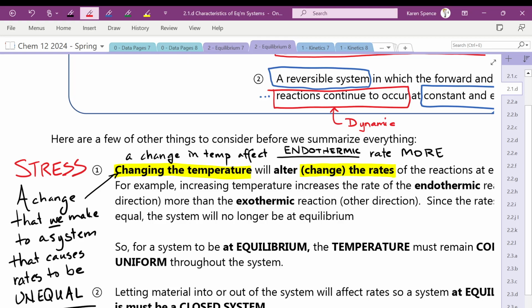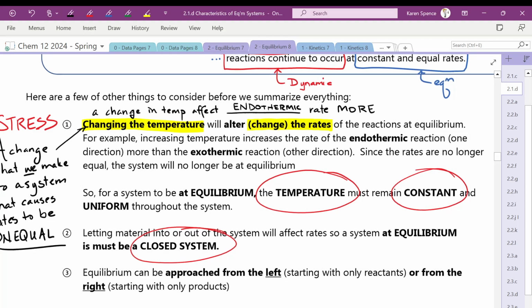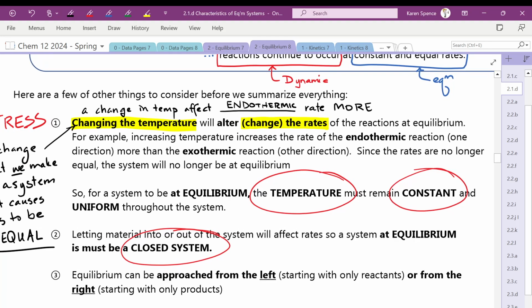Now, once those two reactions are unequal, the reaction will proceed to shift until the two rates are equal again. And so in order for a system to be at equilibrium, the temperature must remain constant, because if we're changing it, we're changing the rates relative to one another. And remember, in order to be at equilibrium, we must also have a closed system. Okay, I'm hoping that part is becoming familiar to you now.